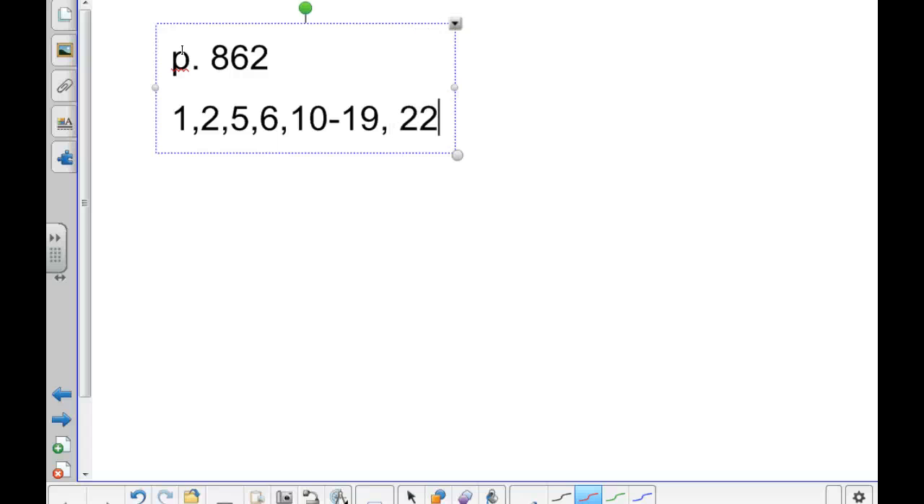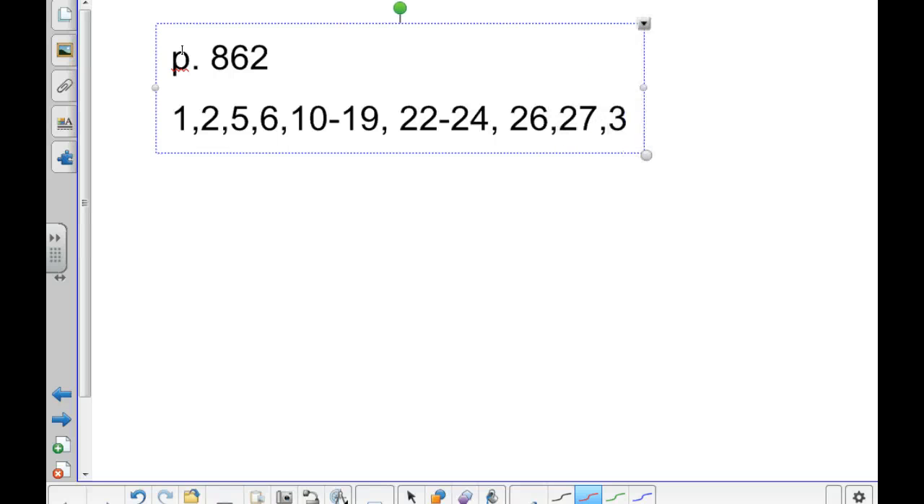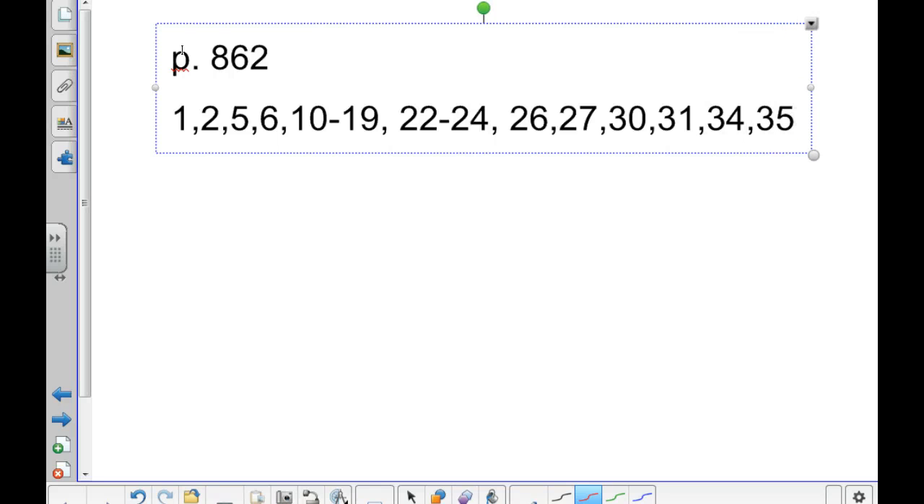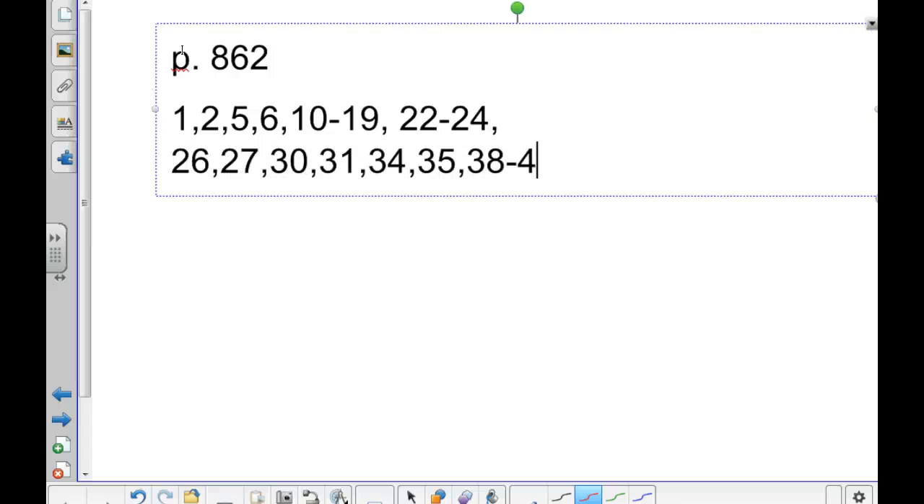22 to 24, 26, 27, 30, 31, 34, 35, 38 to 45, and 48. Yikes.